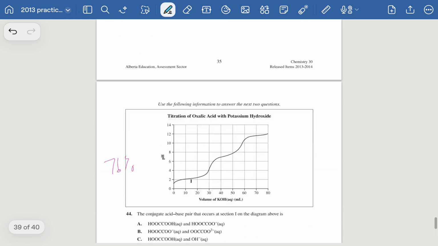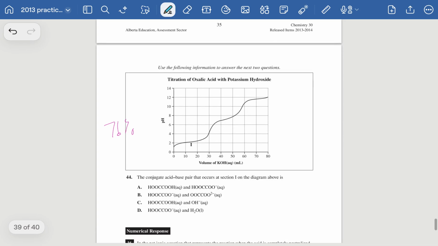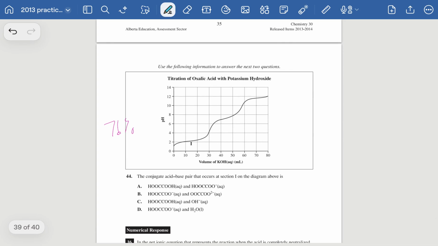Maybe my pen died. In number 44, oh, this whole thing died. Frick's sakes.